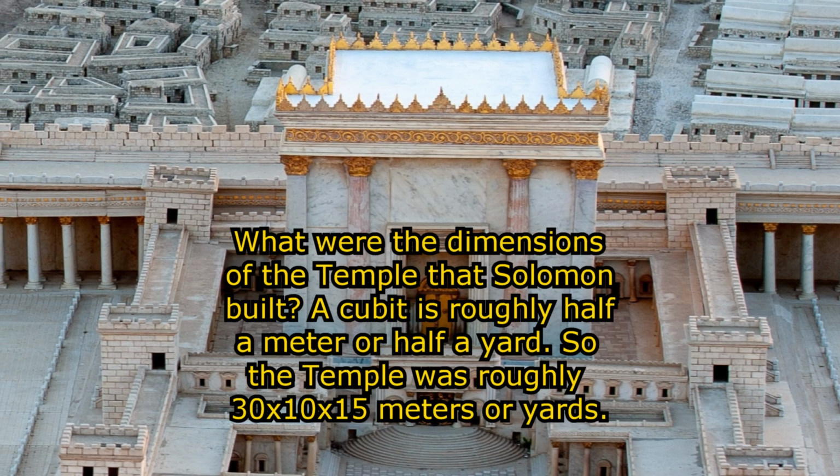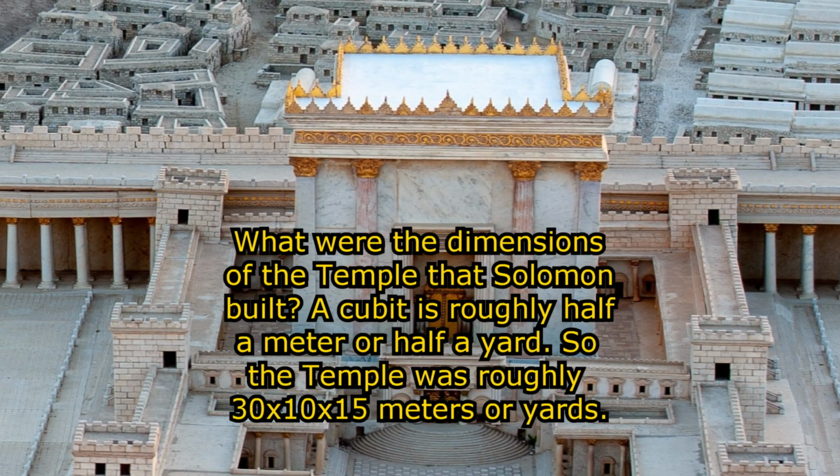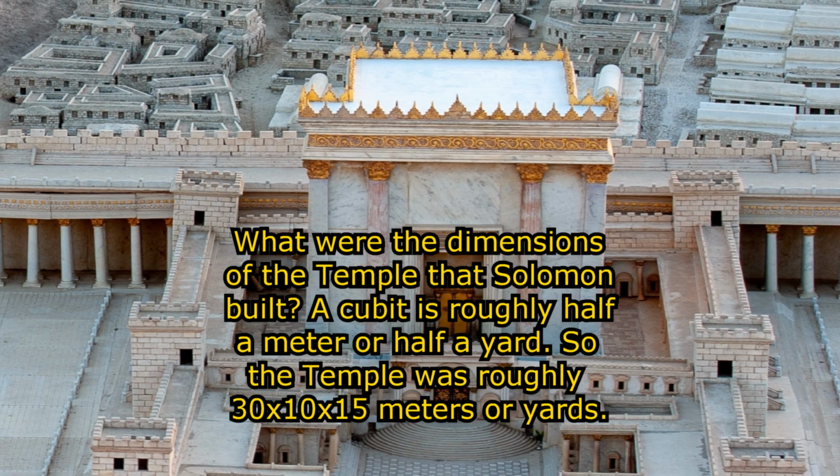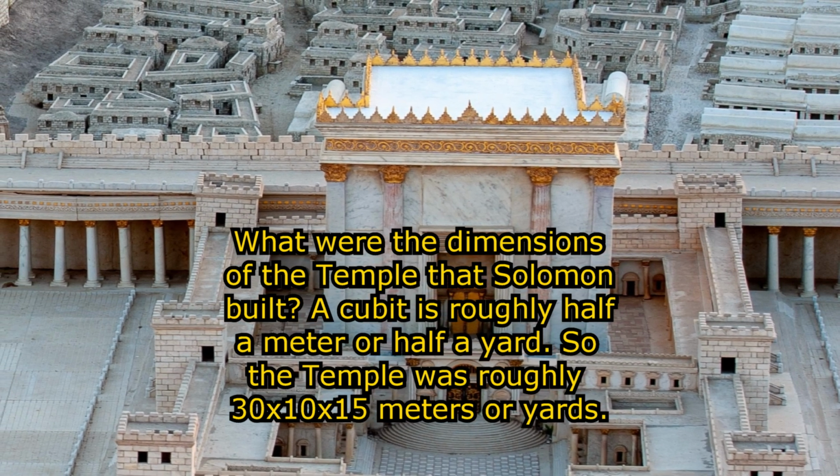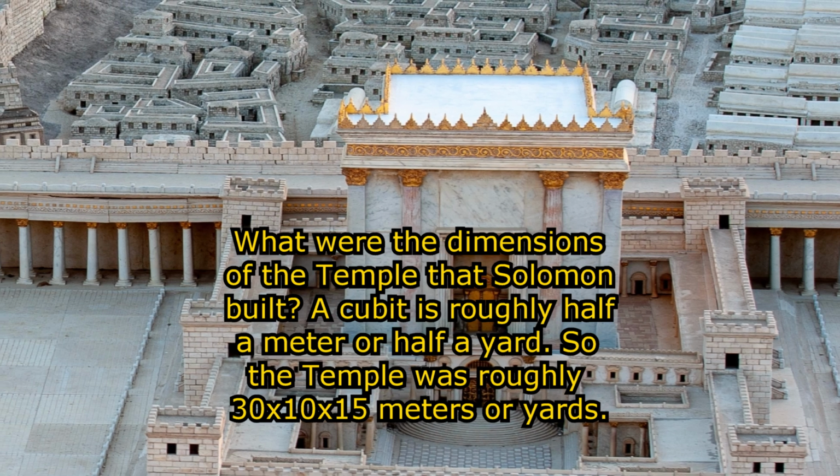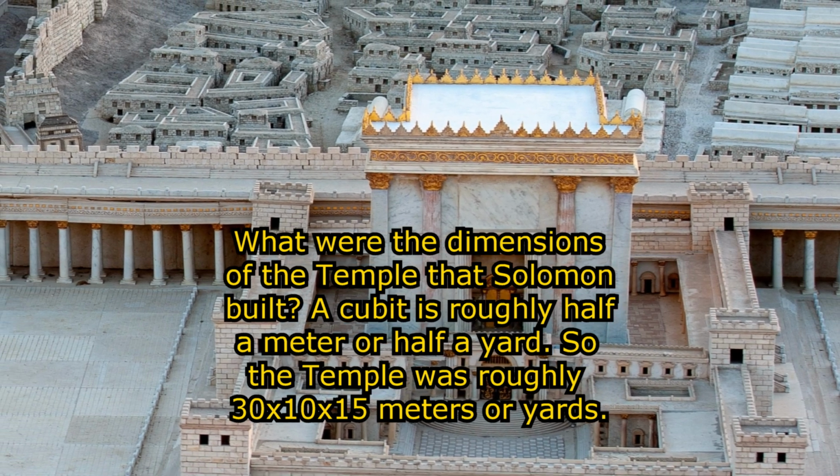What were the dimensions of the temple that Solomon built? A cubit's roughly half a meter or half a yard. So the temple was roughly 30 by 10 by 15 meters or yards.